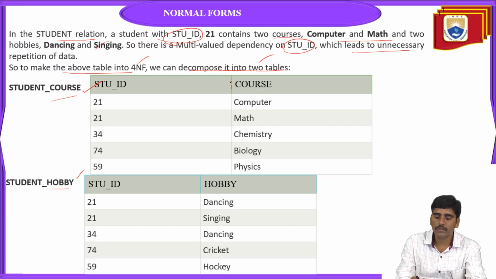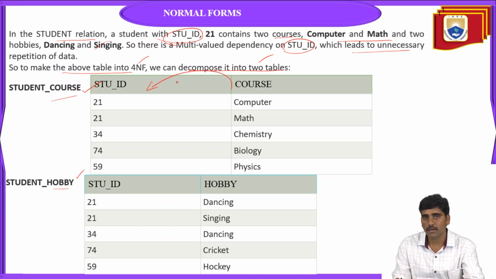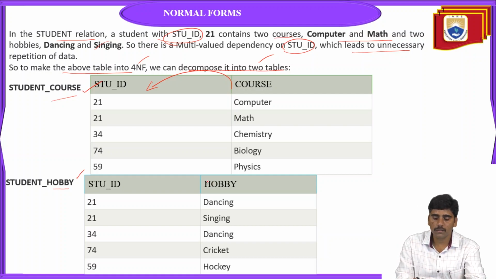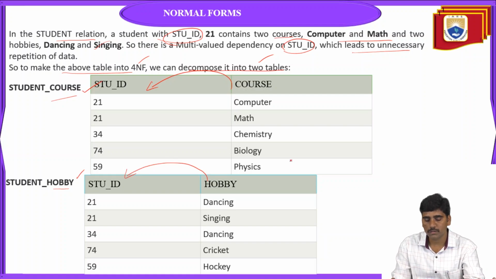So now it is having a dependence. It is fully functional dependent as well as fully transitive dependent also. And similarly, student ID and student hobby is also having the same. So like the way the fourth normal form exists.